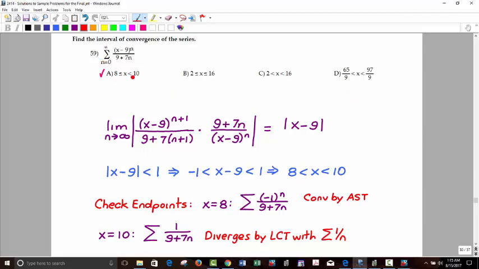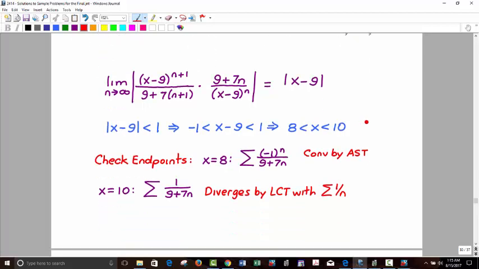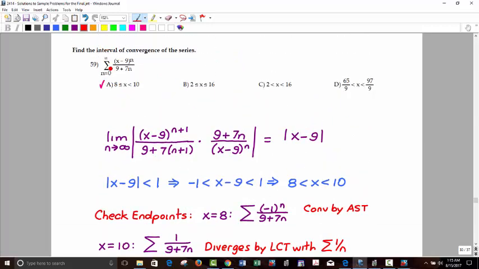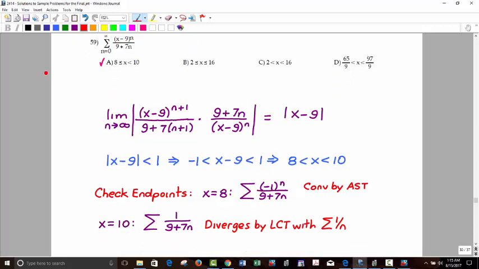So let's see why A is correct, other than just the fact it's the only one that has 8 and 10. So we check the endpoints, put 8 in there into the original series. So the numerator, you have 8 minus 9 gives you (negative 1) to the n over 9 plus 7n. So that negative 1 to the n means you have an alternating series. So we have converge by alternating series test. So we definitely have a closed endpoint at 8.